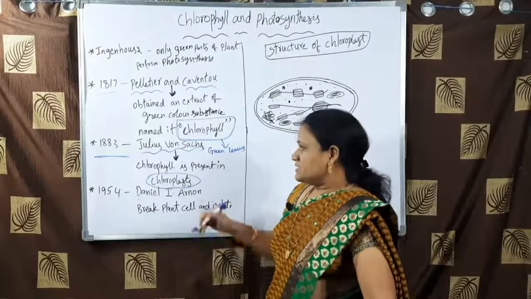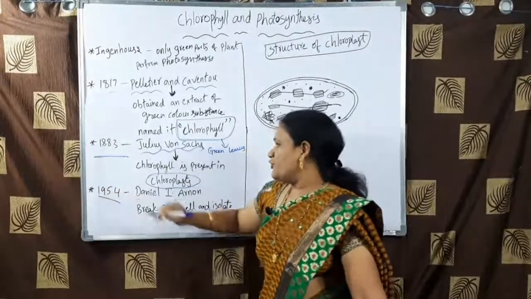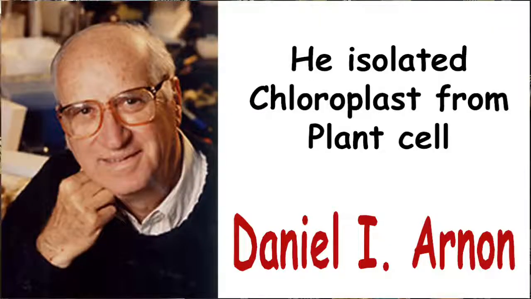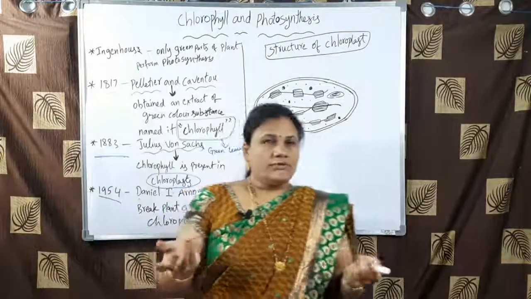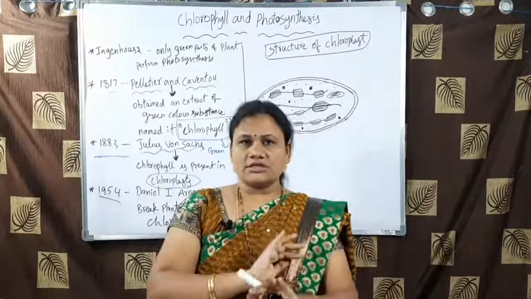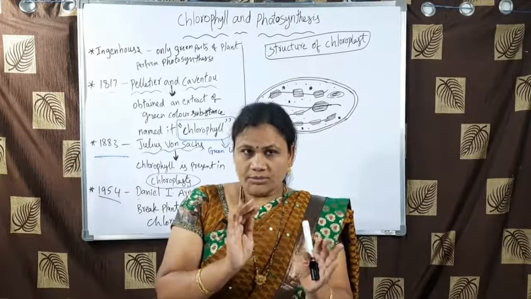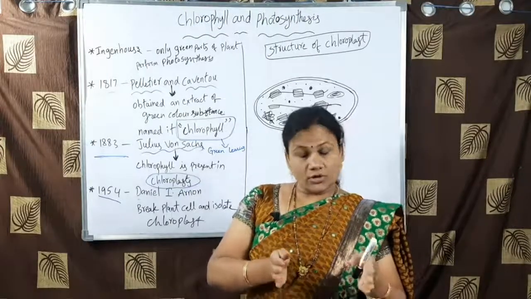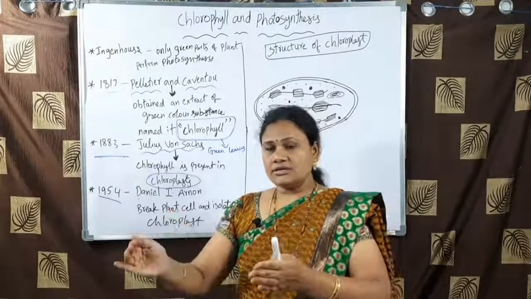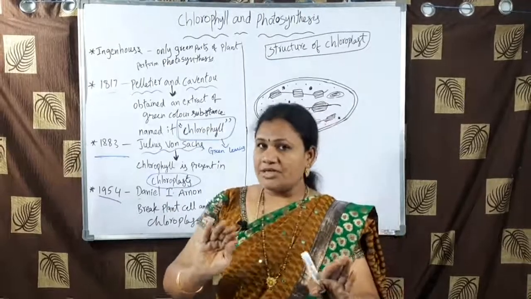Okay, next, in the year 1954, a scientist named Daniel I. Arnon broke the plant cell and isolated the chloroplast. Generally, if a plant cell breaks, all the remaining cell organelles will also break, no? But not like that. He carefully isolated the chloroplast from the plant cell without any damage.